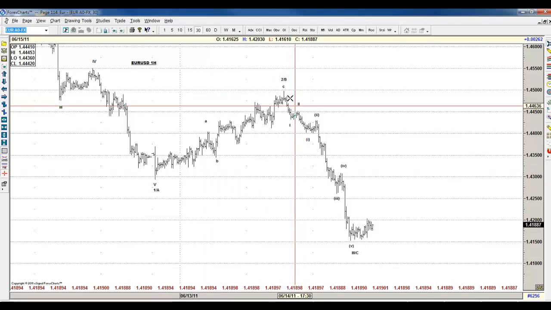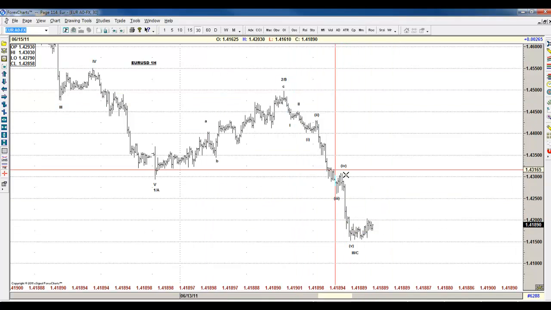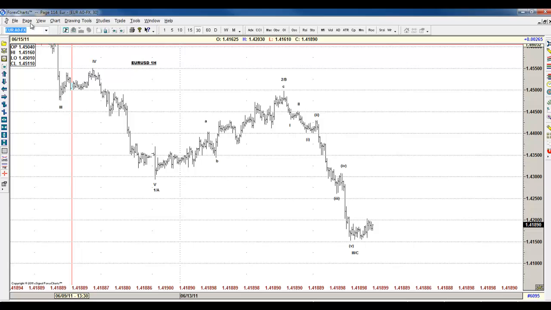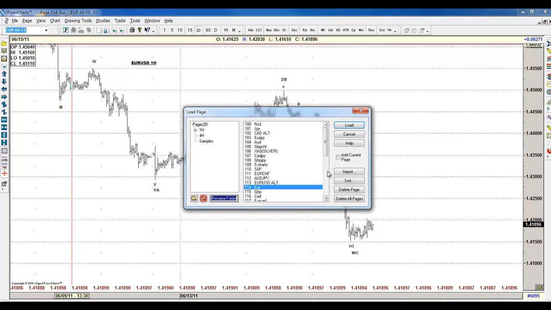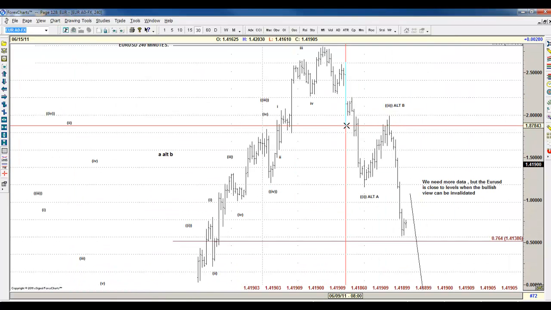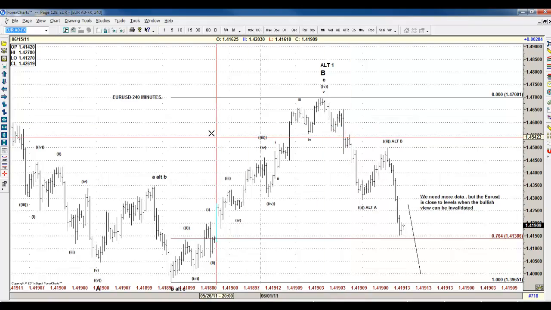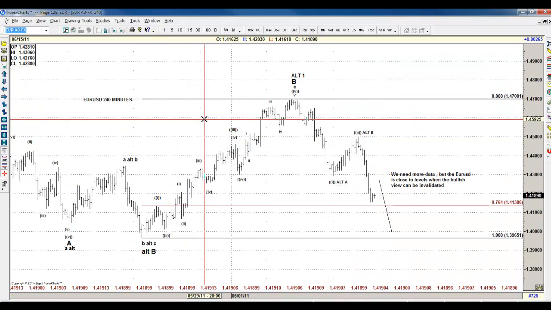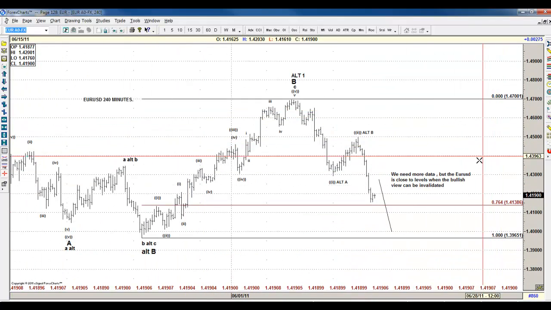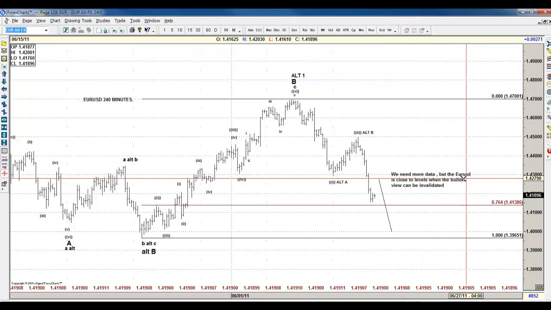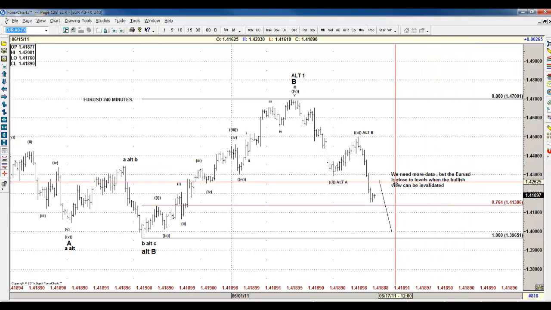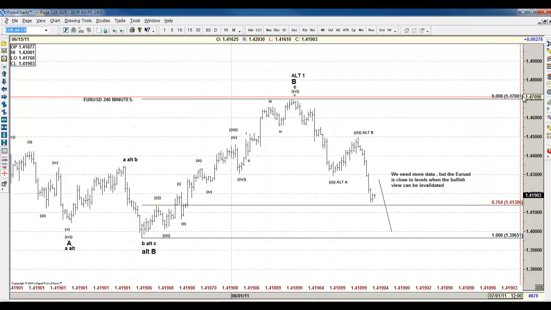of the whole move higher. Let me show you that in the euro in the 4 hour. Okay, same scenario. I mean, I don't need to explain the count anymore. We need more data, but the euro dollar is close to levels where the bullish view can be invalidated.